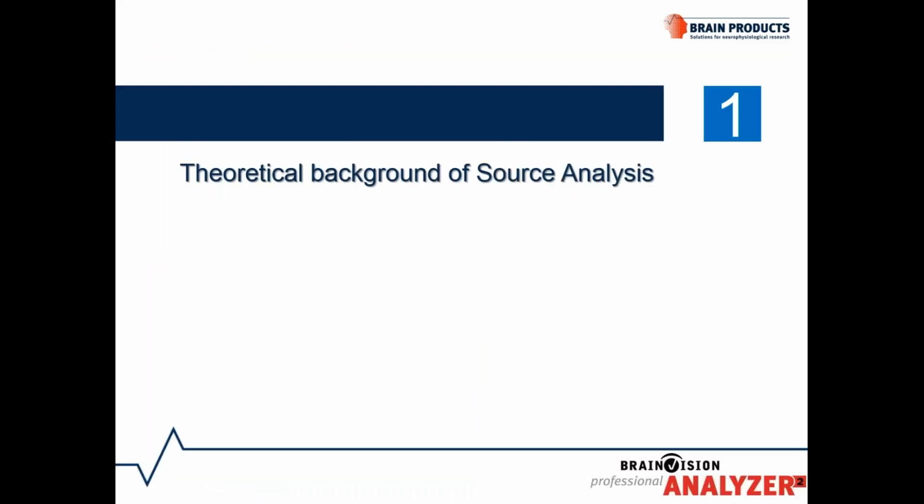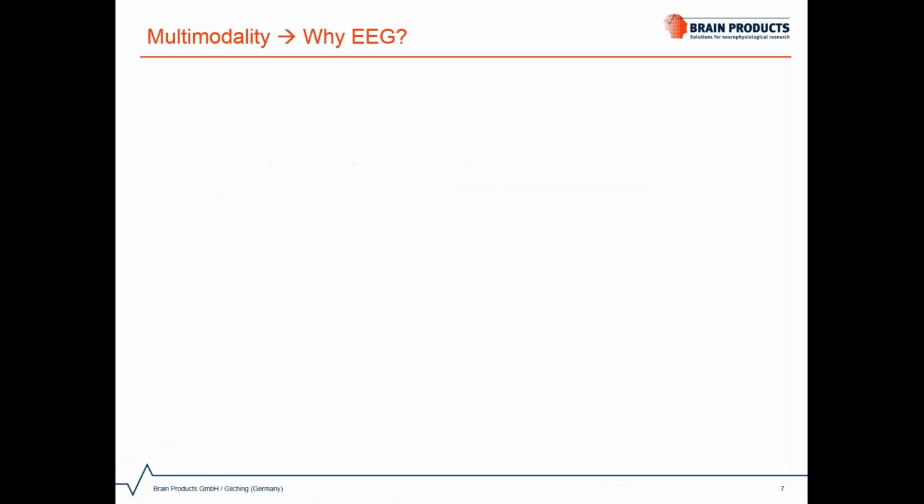So let's go step by step and start with some theoretical background. To start with, this webinar is about EEG source analysis. But as you know, there are different kinds of neuroimaging modalities apart from EEG. So let's ask ourselves, why are people so fascinated about different modalities? Well, there is no secret about it. It is the need of achieving better resolution.